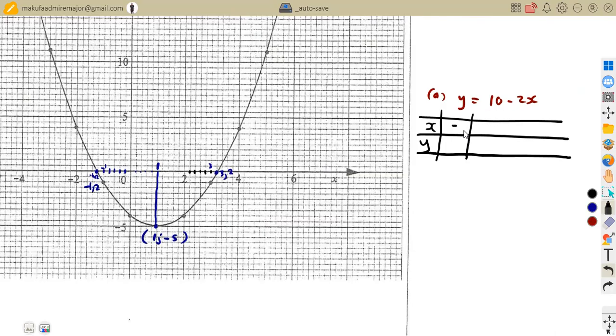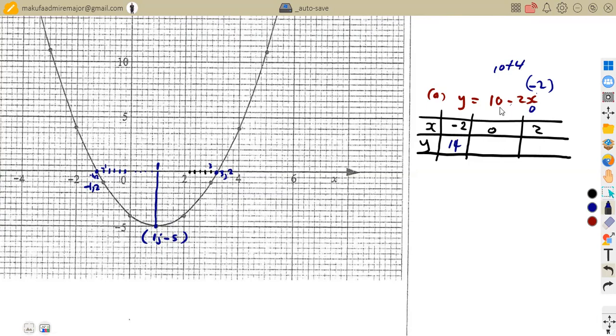There are two ways that you can do this. I'm going to explain another one, using -2, 0, and 2. Let's see what's going to happen. If x is -2, we substitute -2 here, that will be 10 minus -2 times -2, and -2 times -2 is going to be a positive 4. So that's 10 plus 4, which is 14.